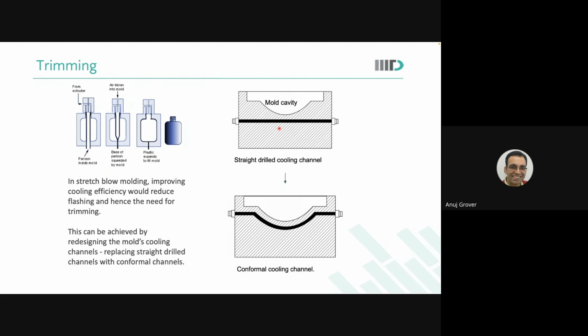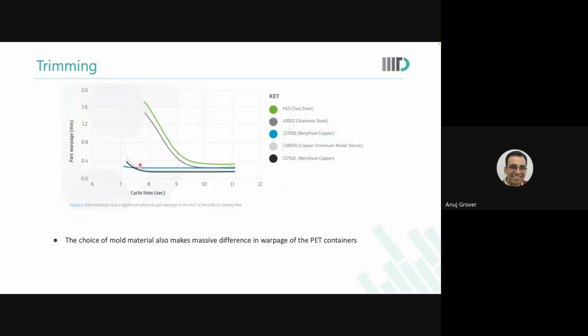So this was something, the choice of mold material also makes massive difference. It was not just the shape of this channel through which the coolant was being passed, but even the material of the mold. If it is more thermal conductive, it will dissipate the heat into the coolant much faster. So both the shape of the cooling channel and the material of the mold are changed so that this flashing doesn't happen. Two things done to avoid flashing. Are you able to see this?